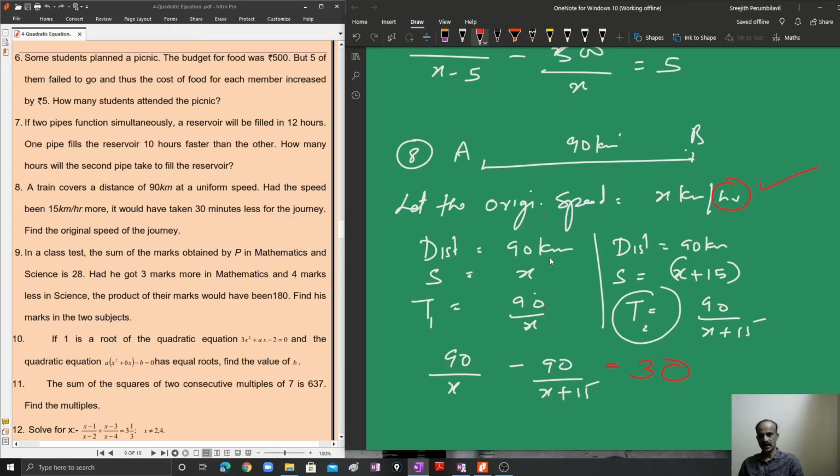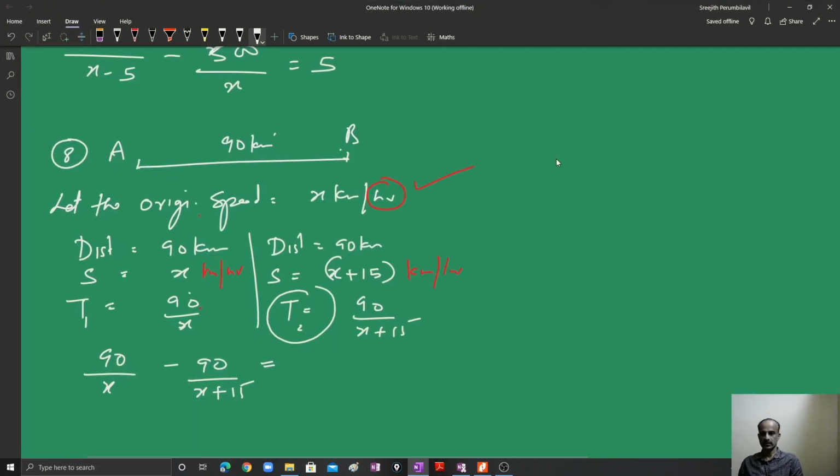Time is taken in hours. The speed is in kilometers per hour, so the time should also be in hours. This is 30 minutes, so be careful with this mistake. The difference in time is 30 minutes. What do you mean by 30 minutes? All of us know that it is half an hour, or 30 by 60 hours. That's not a big deal, so don't make that mistake.